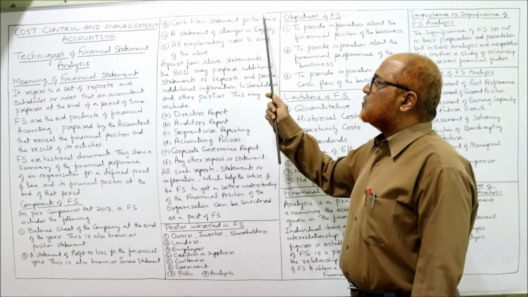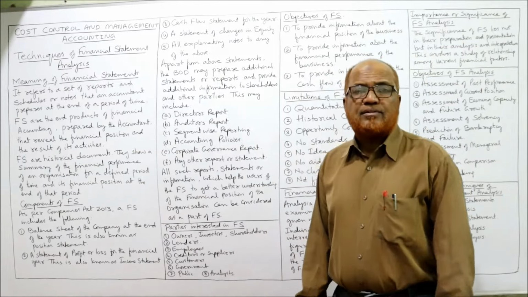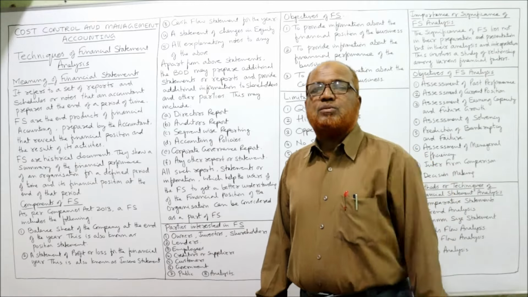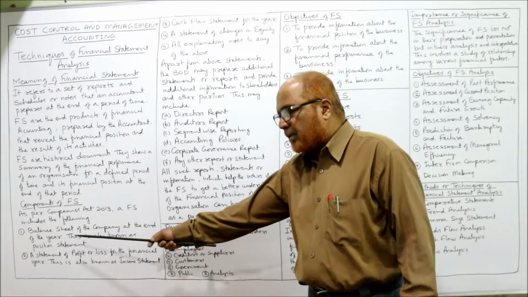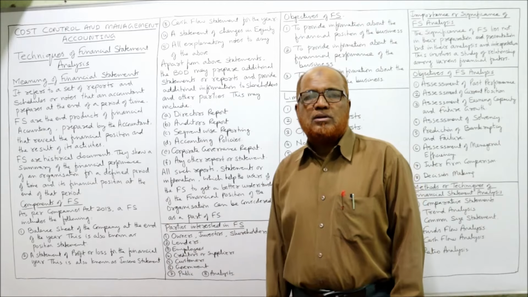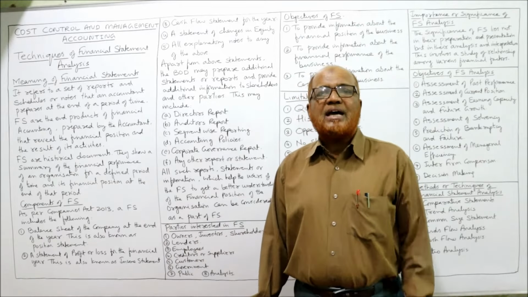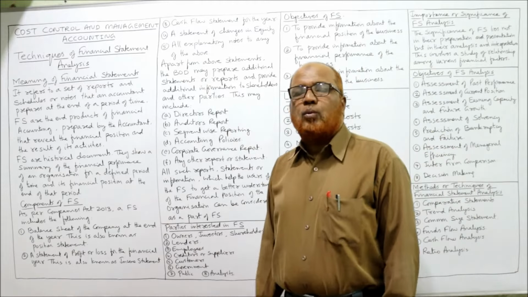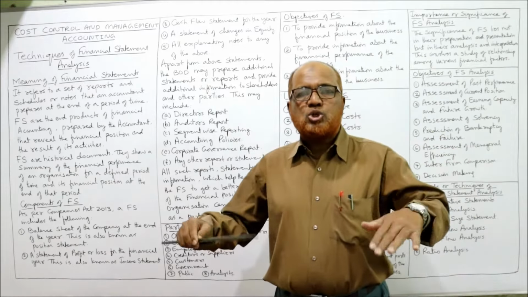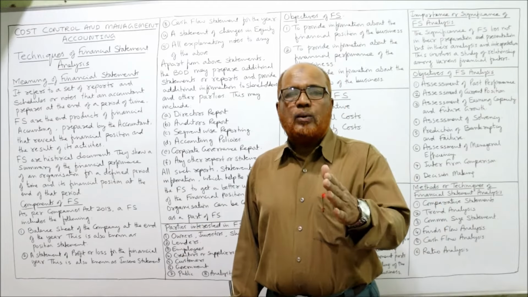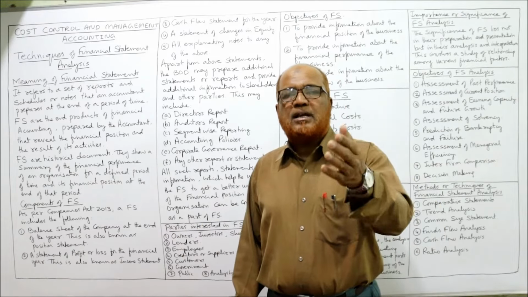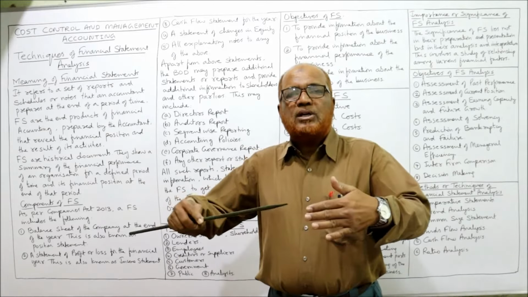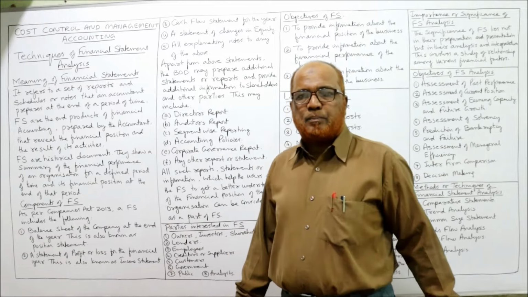Now third, a cash flow statement for the year. Nowadays, cash flow has also become a part of financial statement. It is very, very important apart from balance sheet and profit and loss account. So a statement showing the cash flow during the year. Next, a statement of changes in equity. A statement which shows the changes in equity. Equity consists of capital, reserves, surplus, etc. So how all these equity change from one period of time to another period of time.